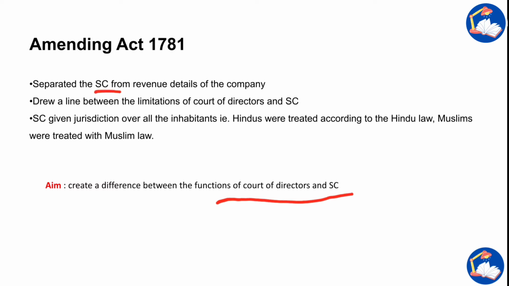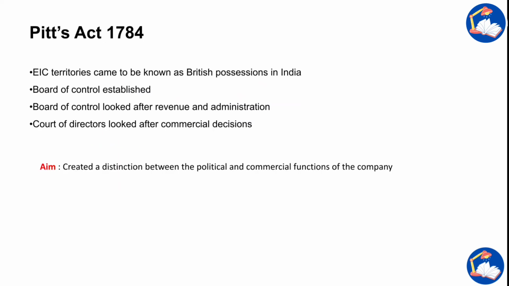It separated the Supreme Court from the revenue details of the company, and drew a line between the limitations of the Court of Directors and the Supreme Court. The Supreme Court was given jurisdiction over the inhabitants, that is, Hindus were treated according to Hindu law and Muslims according to Muslim law. Now we have Pitt's India Act of 1784.